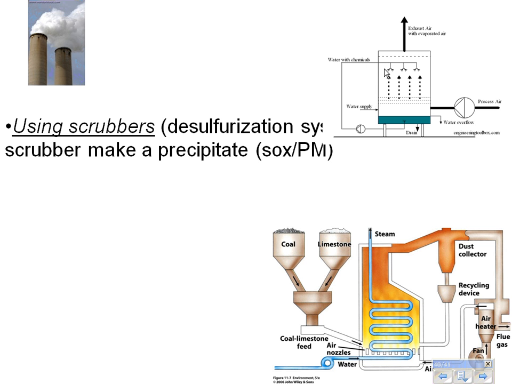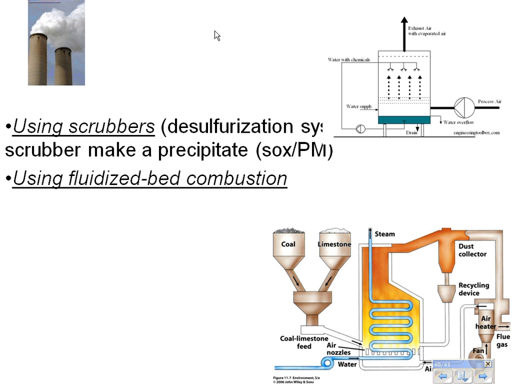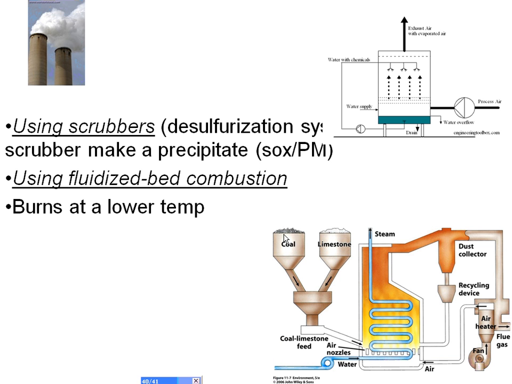Something else that's not listed here, but just to remind you, we could use fluidized bed combustion. Same idea. This is the picture down here with the limestone and the coal. It burns at a lower temperature, so it's going to reduce the amount of nitrogen oxides and sulfur oxides. And so we're able to collect a lot of that sulfur, and it's going to reduce acid rain.